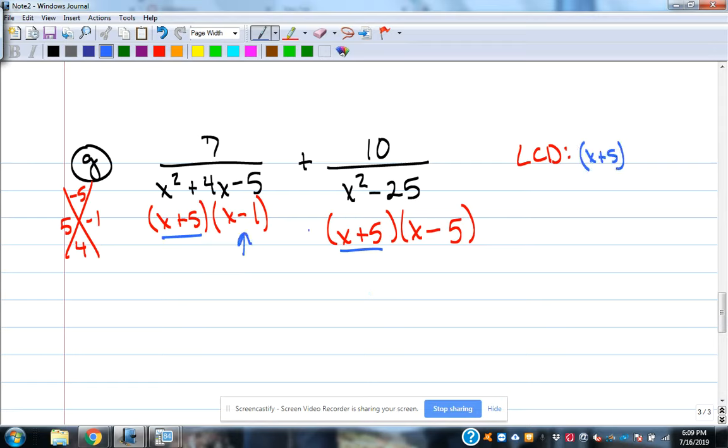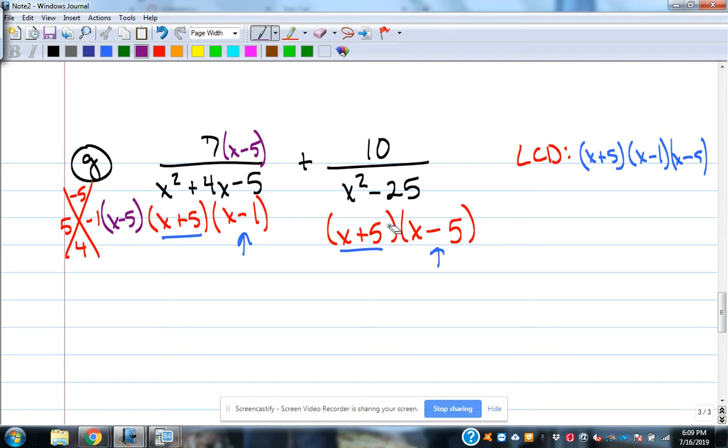But then they have pieces that don't match. So I need one of each of those. So the first one has the x plus 5. It has the x minus 1. It needs an x minus 5. So top and bottom get multiplied by x minus 5.